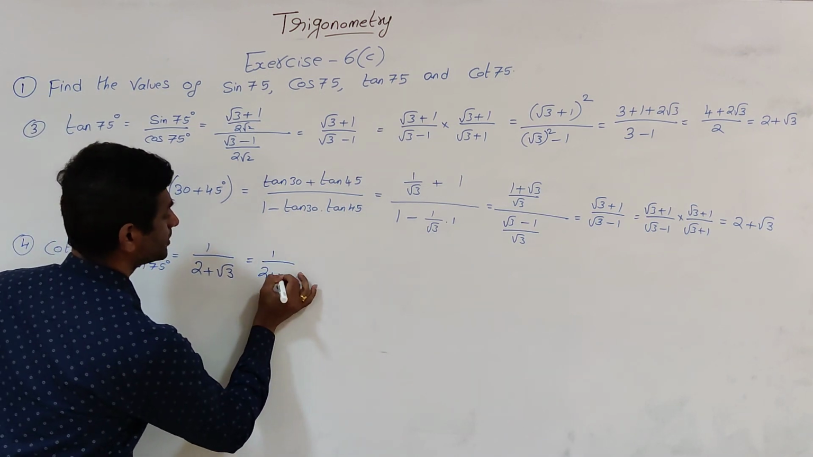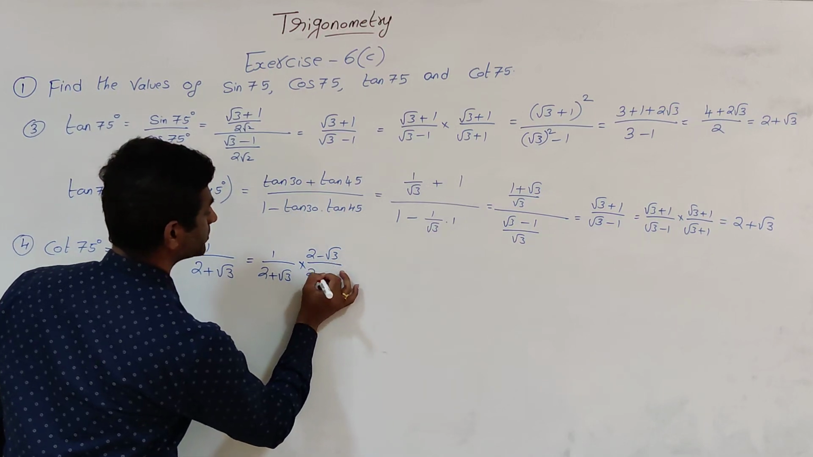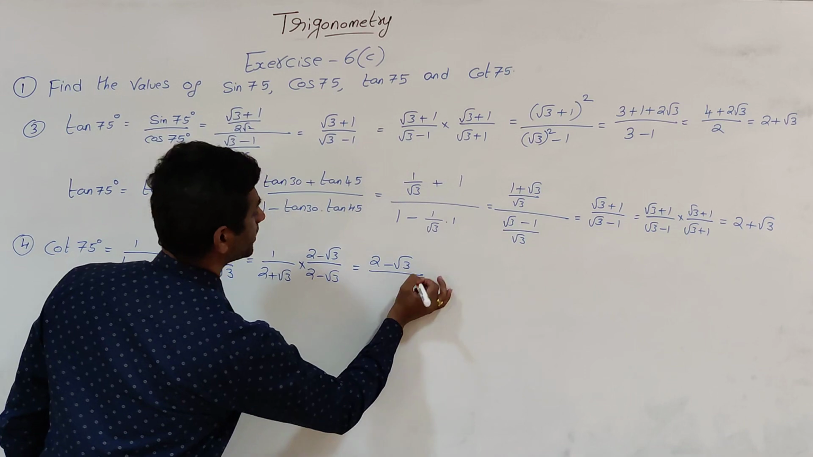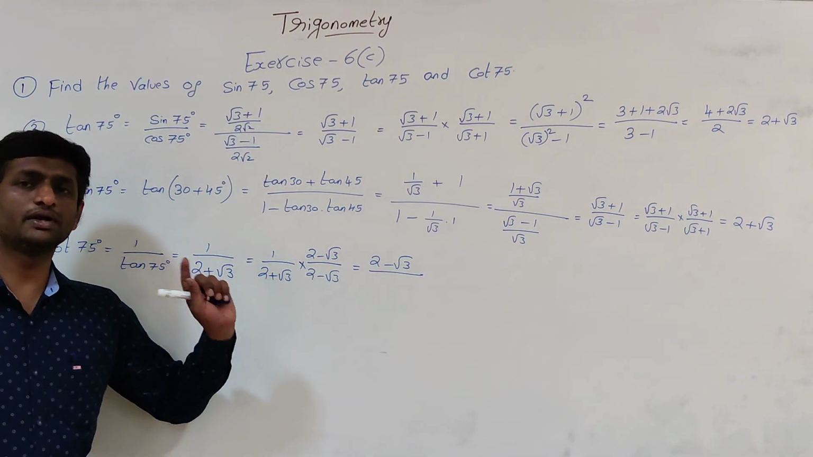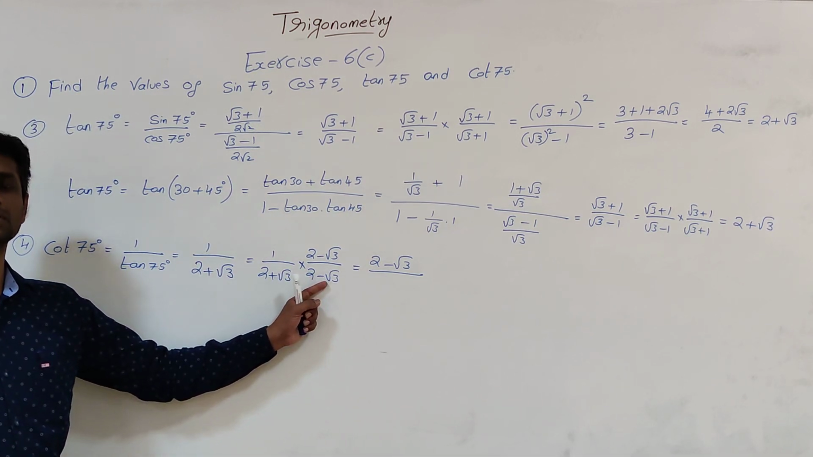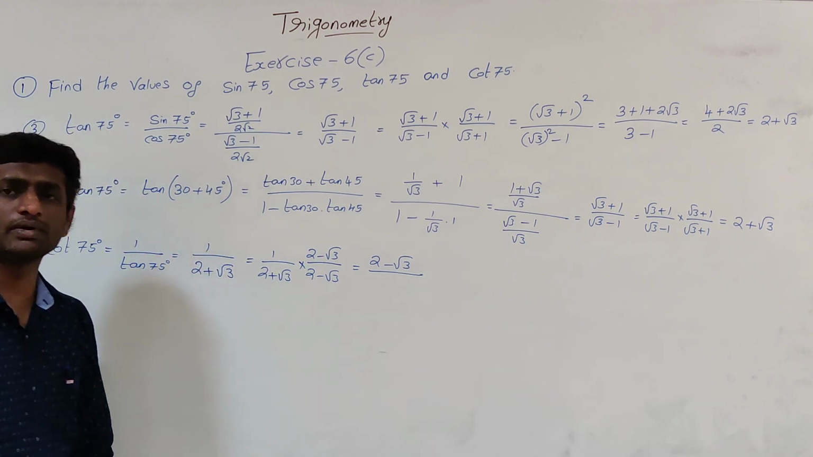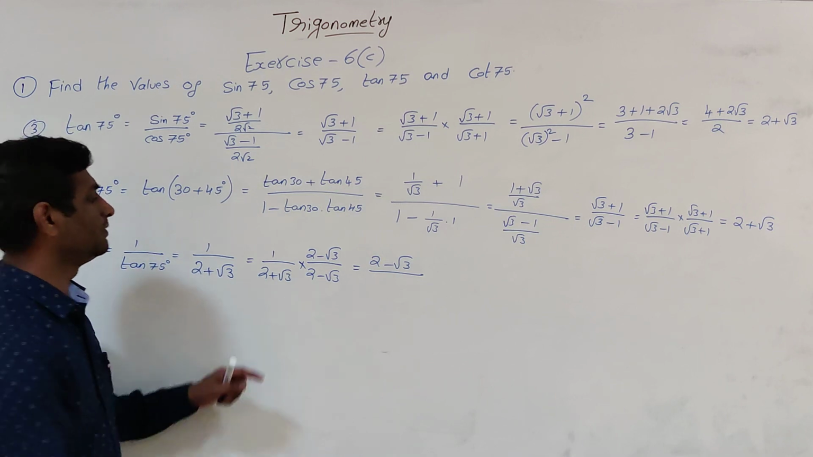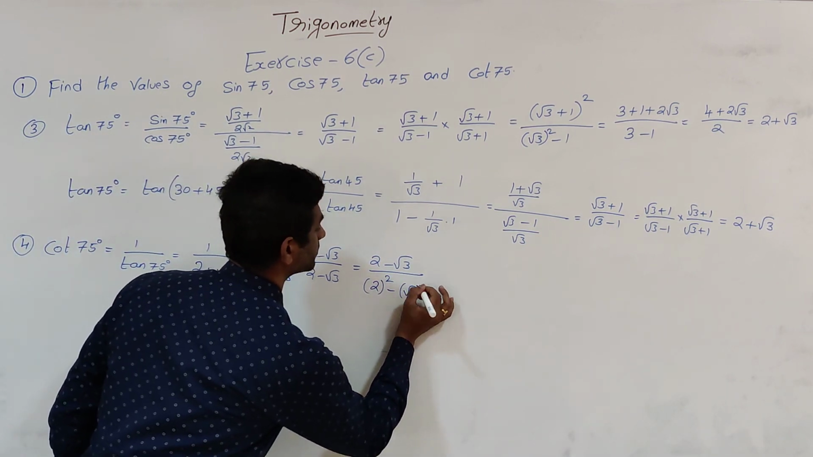1 by 2 plus root 3 into 2 minus root 3 by 2 minus root 3, which will be 2 minus root 3 into 1 is 2 minus root 3 by, see the denominator. It is in the form of a plus b into a minus b. So 2 plus root 3 into 2 minus root 3 will be in the form of a plus b into a minus b. That gives a square minus b square. It will be 2 whole square minus root 3 whole square.